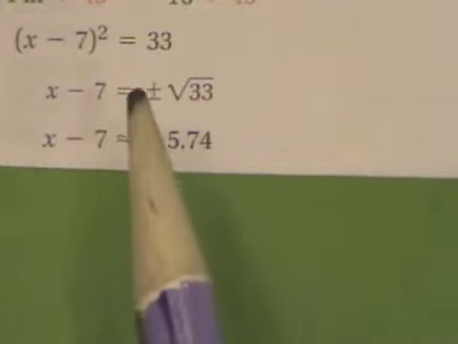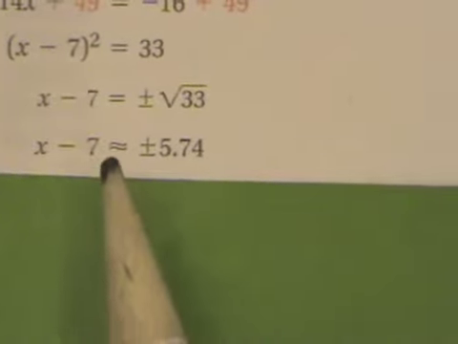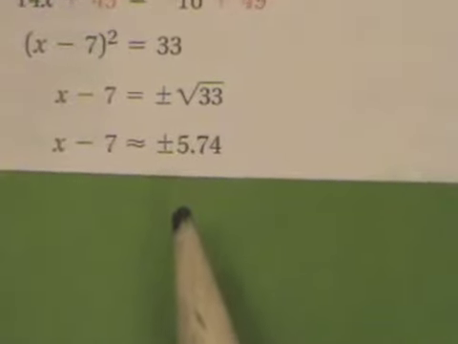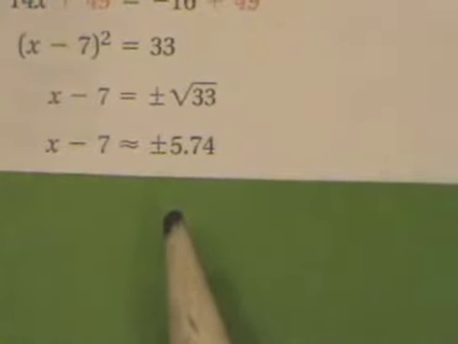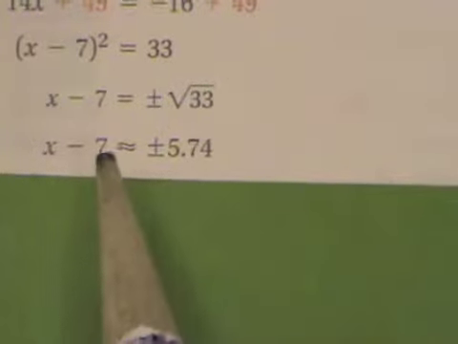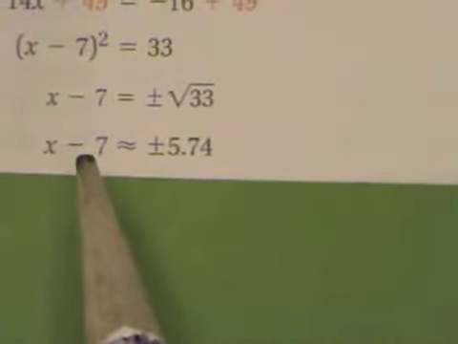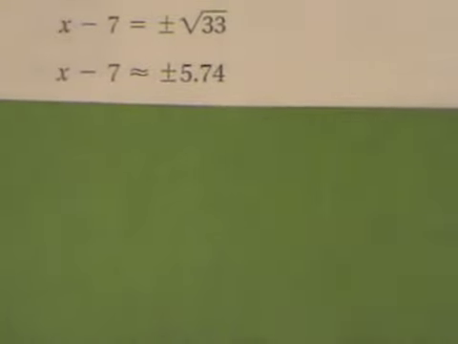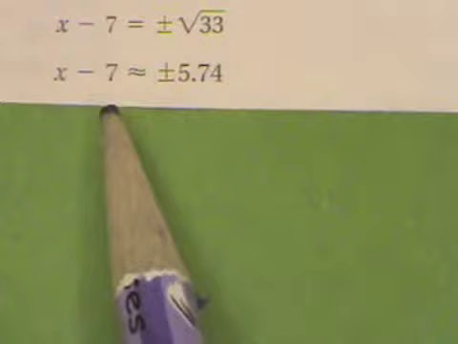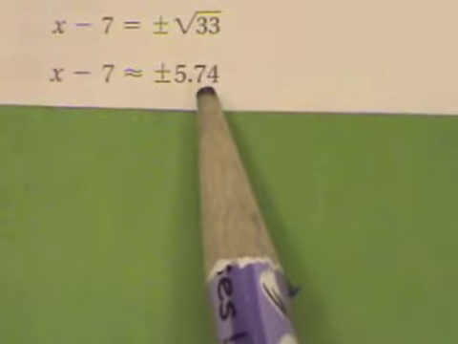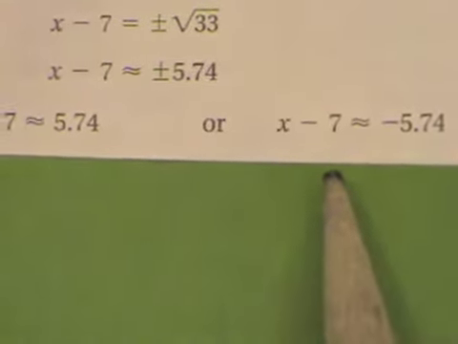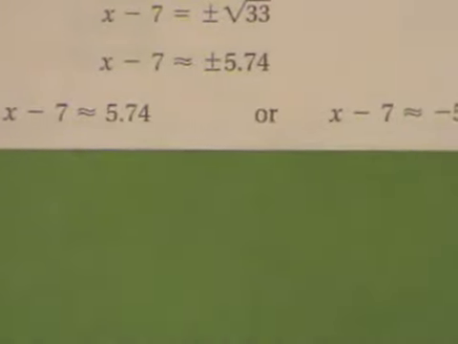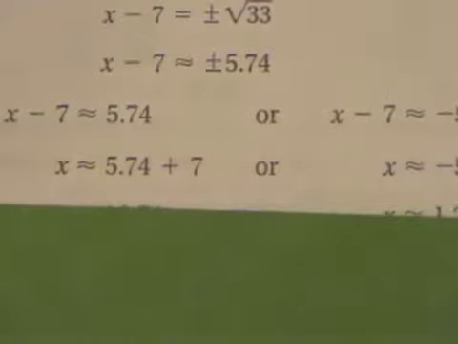did this. See how they changed the equal sign to an approximately equal sign? And they give you plus or minus 5.74. And you're not quite done because you have to add 7 over here. This is where they split it into two equations and they say x is approximately equal to 7 plus this, or x is approximately equal to 7 minus that. And that gives you your two answers.